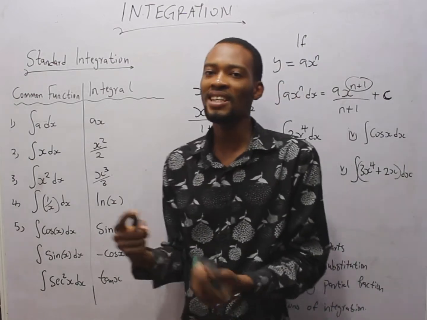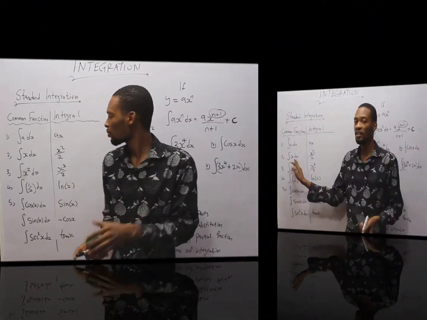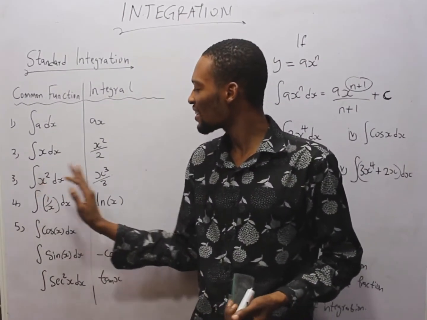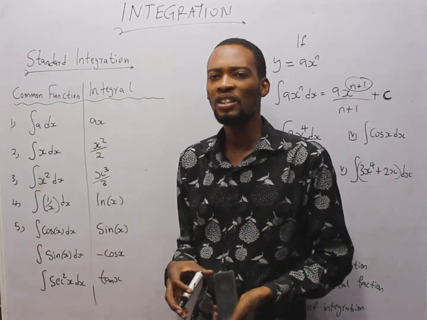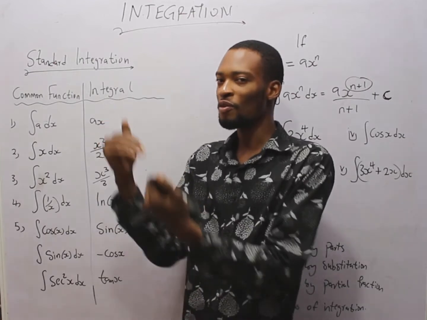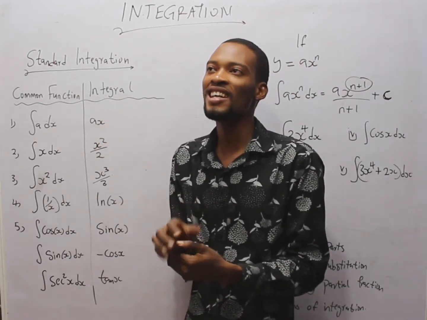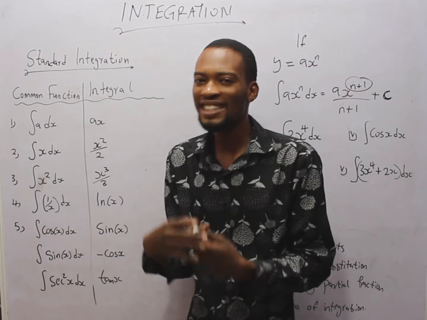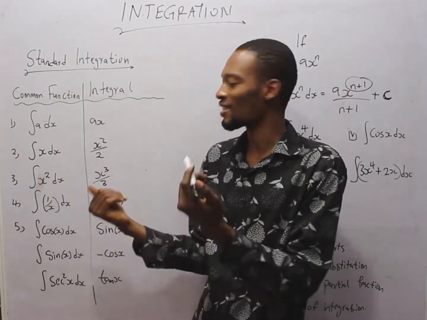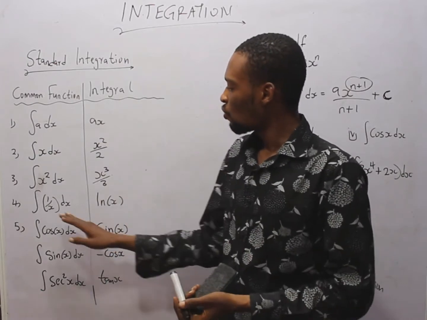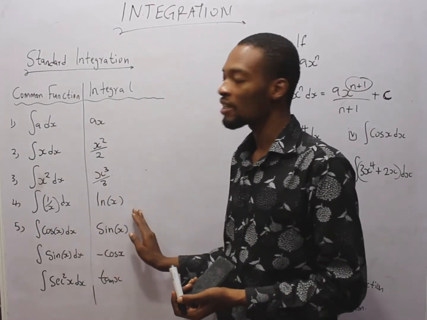How about to integrate s? You get s squared over 2. When you integrate s squared, you get s raised to the power of 3 over 3. How about s raised to the power of 3? You get s raised to the power of 4 over 4. How about you integrate s raised to the power of 5? You get s raised to the power of 6 over 6. So it increases. When you integrate 1 over s, you get ln s.